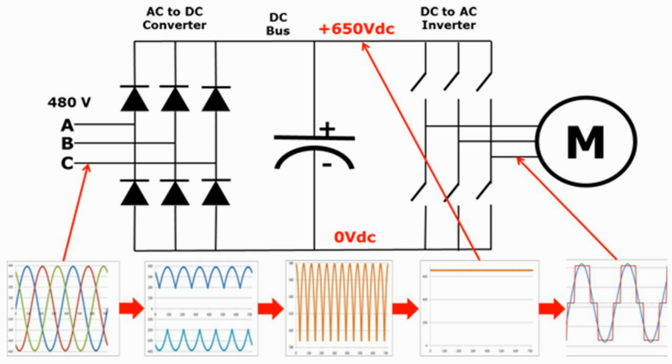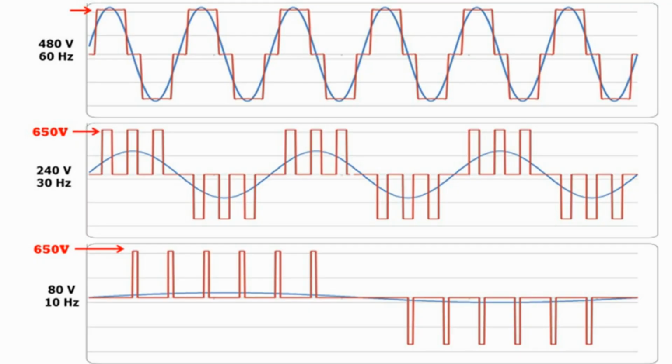So, we can make any phase be positive, negative, or 0. The blue sine wave is shown for comparison purposes only. The drive does not generate this sine wave. As we can see, the output from the VFD is a rectangular waveform. VFDs do not produce a sinusoidal output.